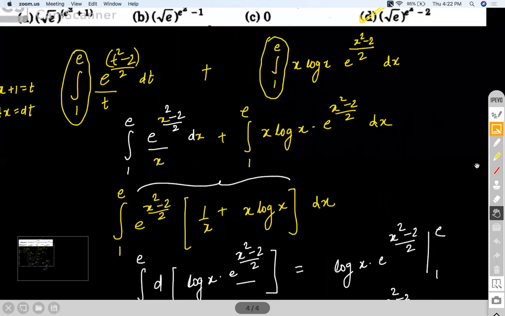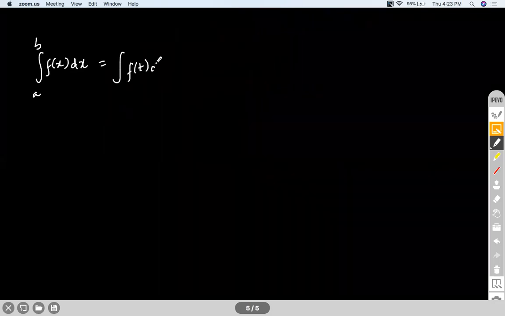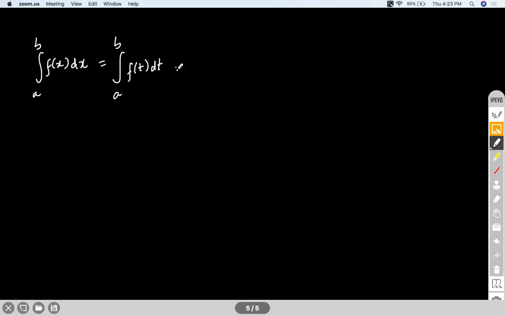Is this clear? One thing that we learned here, which was surprising, is that there is nothing in the name of the variable being used. If you say integration of f of x from a to b, or integration of f of t dt from a to b, or integration of f of z dz from a to b, they are all the same. That is nothing but capital F of b minus capital F of a. So in the primitive of the function, you have to substitute the upper limit and the lower limit and take the difference.